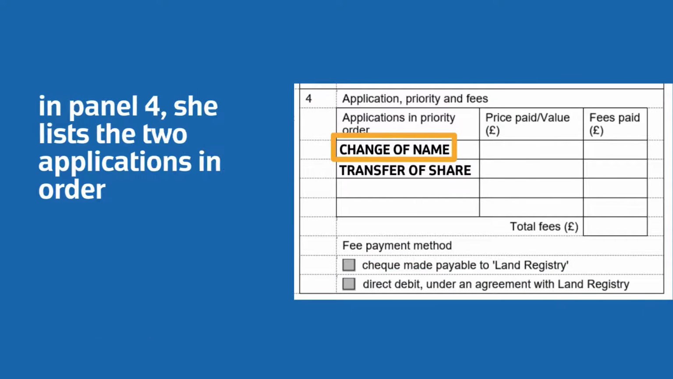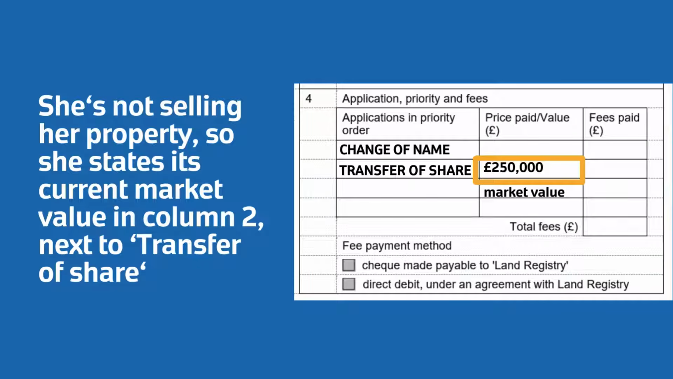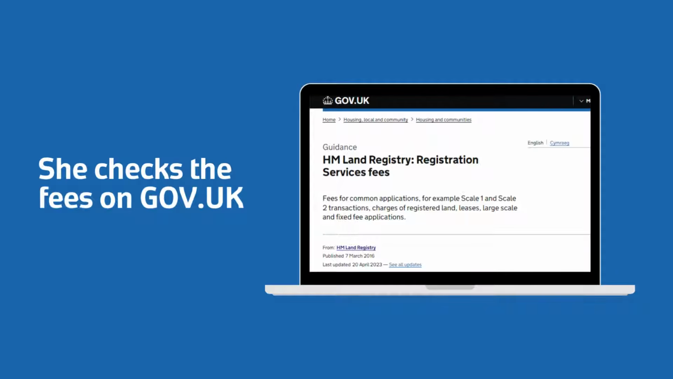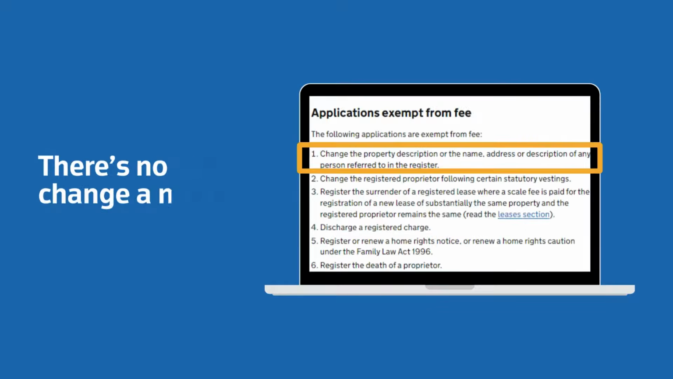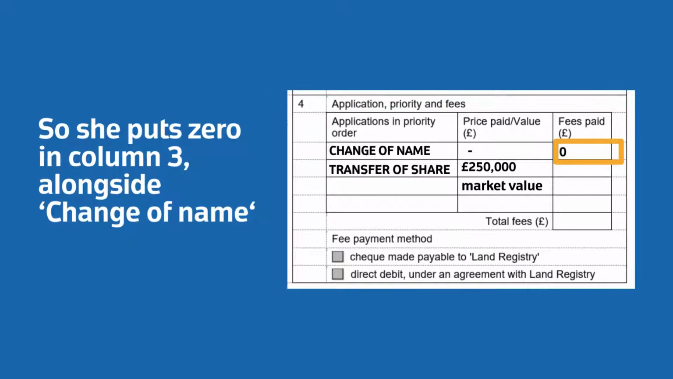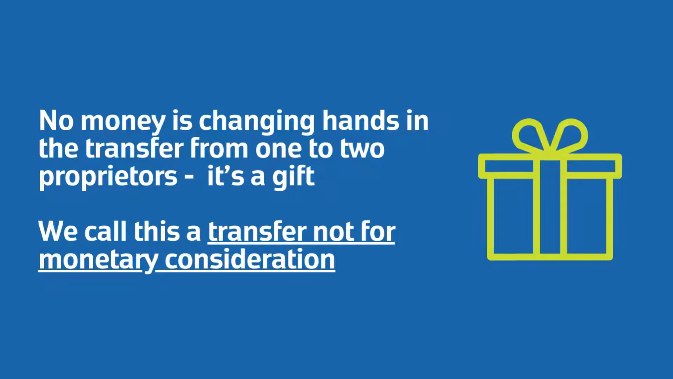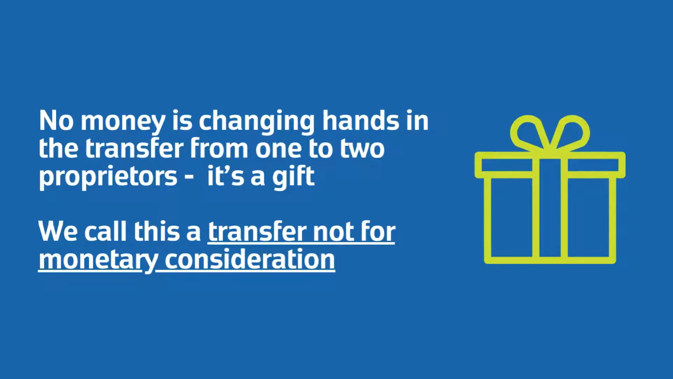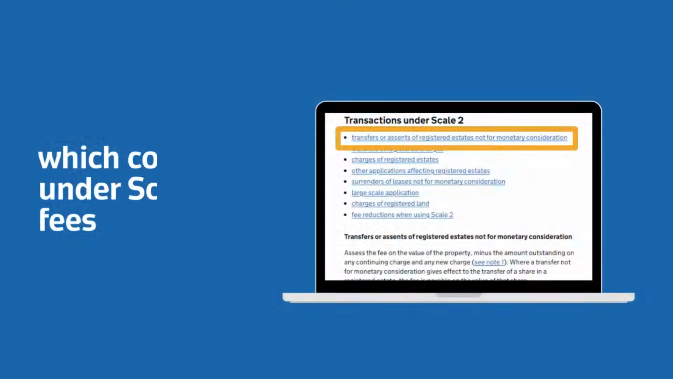In panel 4, she lists the 2 applications in order. She's not selling her property, so she states its current market value in column 2, alongside transfer of share. She checks the fees on our website gov.uk. There's no fee to change a name, so she puts 0 in column 3, alongside change of name. No money is changing hands in the transfer from 1 to 2 proprietors. It's a gift. We call this a transfer not for monetary consideration, which comes under Scale 2 fees.